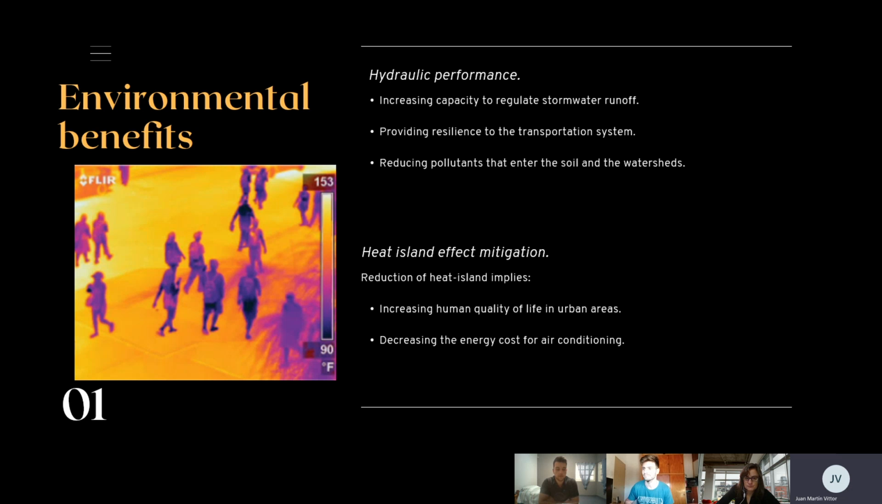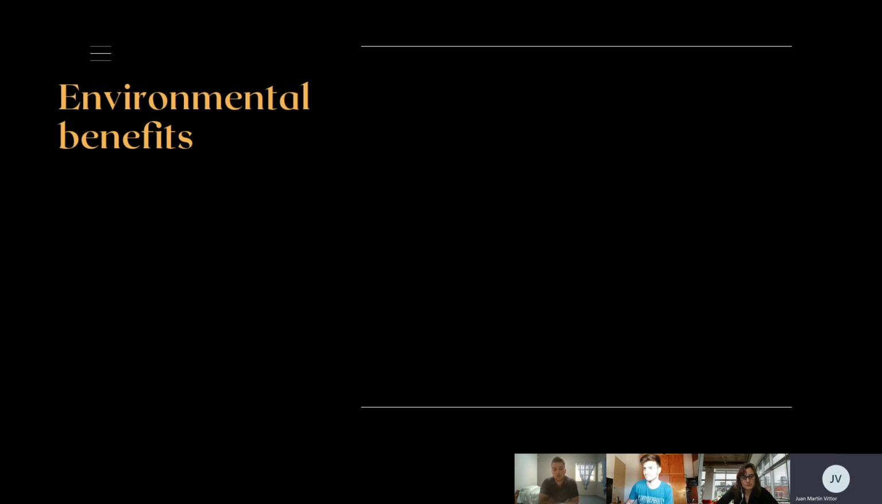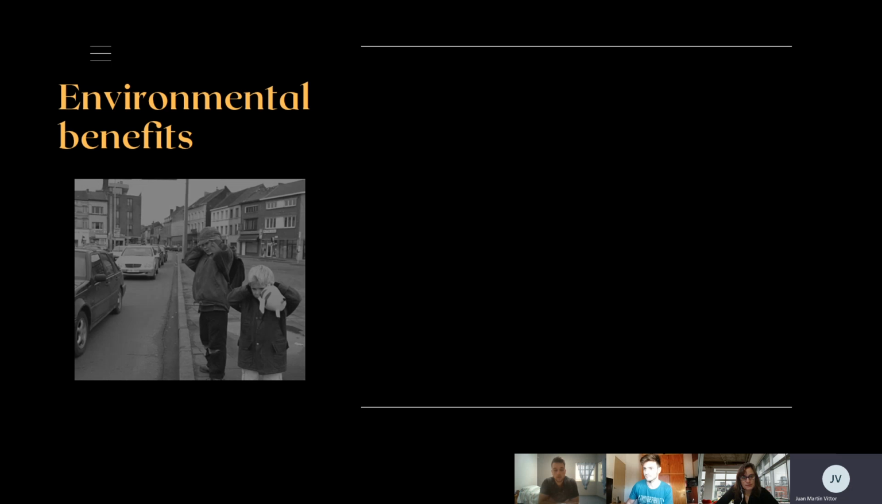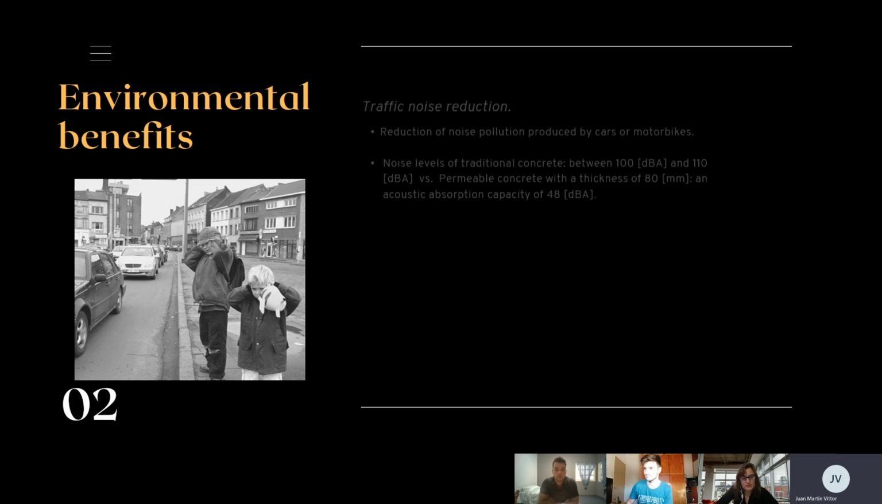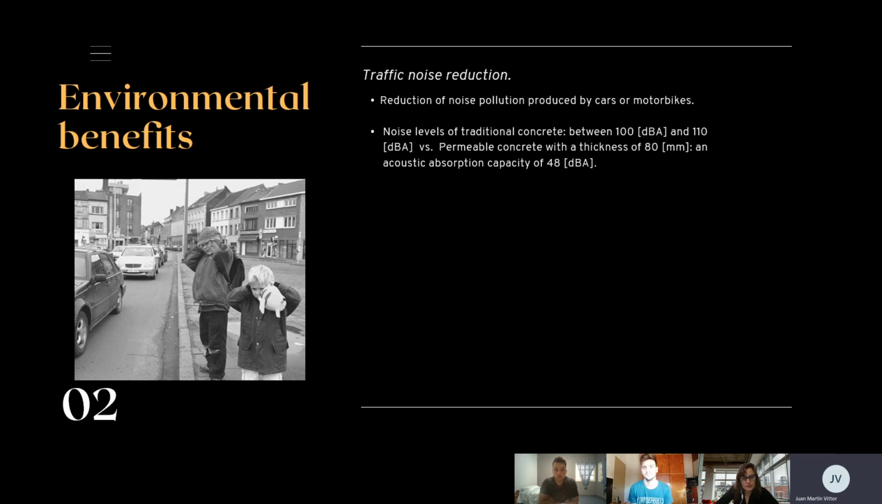Following with this presentation, another very important benefit of this material is traffic noise reduction. Noise pollution is a factor that can be controlled by permeable concrete. This pollution is produced in places with a lot of traffic, people and cars, since the sound cannot be absorbed by the traditional materials.